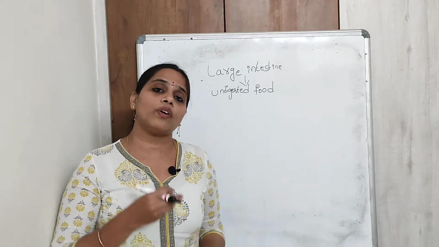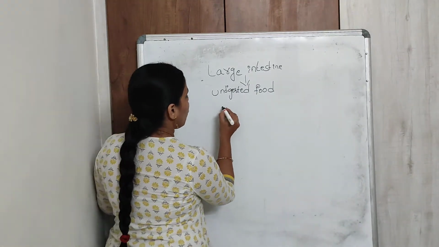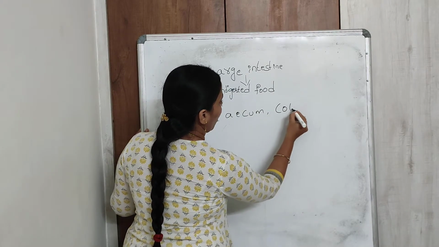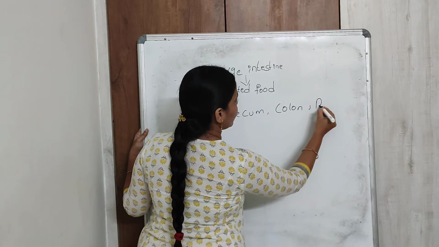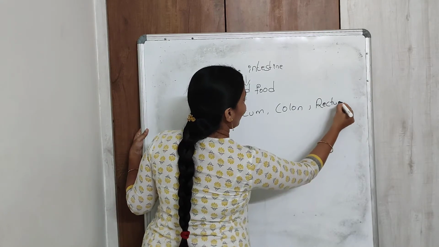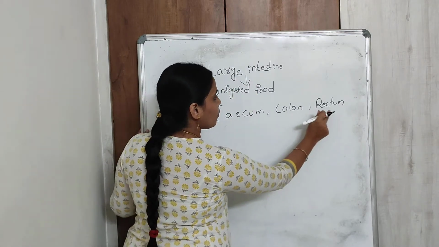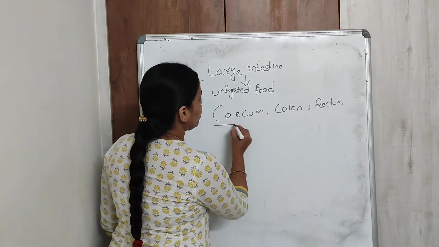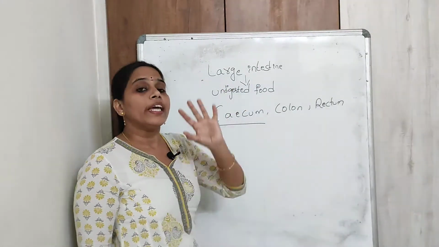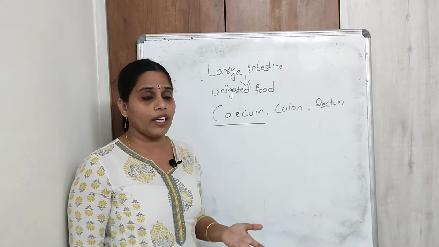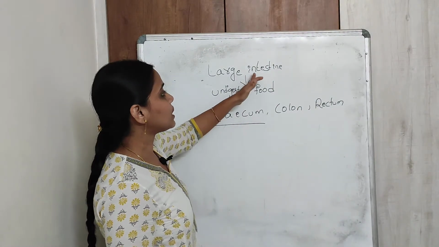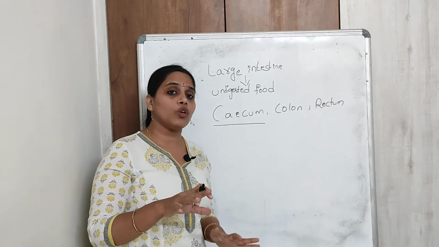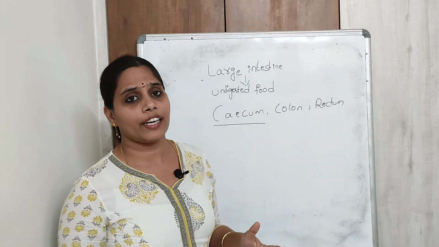The large intestine is divided into three parts: the cecum, the colon, and the rectum. The cecum is the first part of the large intestine. The ileum, which is the last part of the small intestine, opens into the first part of the large intestine, that is the cecum.